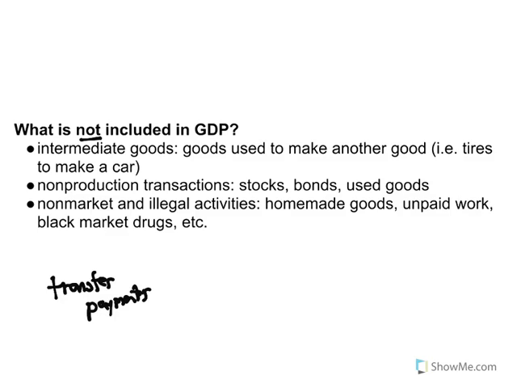And then finally, anything that's non-market or illegal would not be included either. So for example, things like homemade goods, right? It's hard to track that. It's hard for the government to track that. It's hard to know the value of those types of things. Unpaid work, so if you volunteer somewhere, that's not included because how do you assess the value of that? Black market drugs or anything that's illegal that the government doesn't want to include to encourage its production, all of that is not included in GDP.